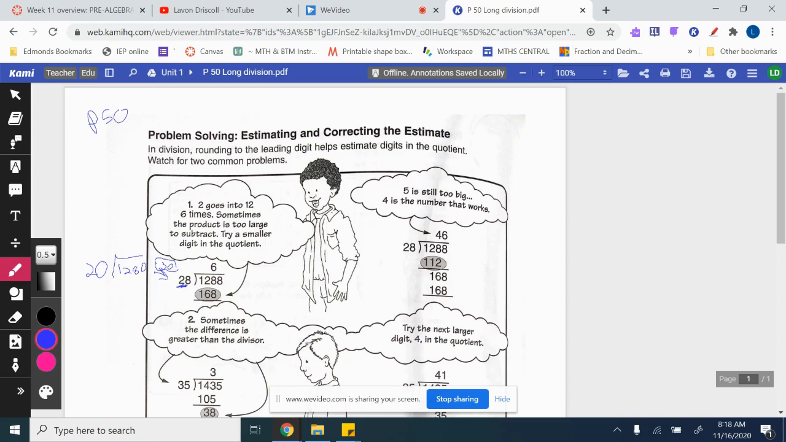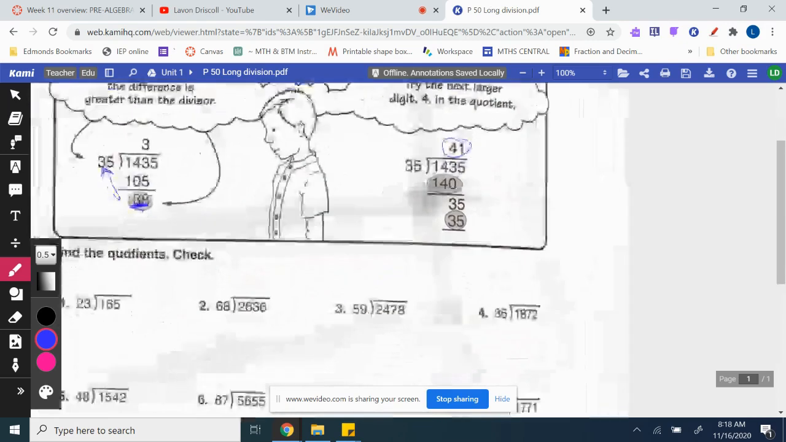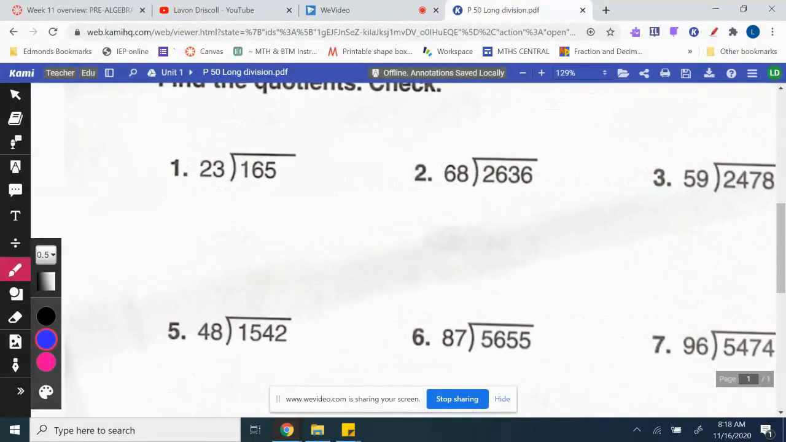So if I think 30, it's going to change how I use the numbers. They will tell you that sometimes you're going to be above and sometimes you're going to be below. Like in this problem, their answer was more than that, so they had to go down one. And that's okay. And then sometimes your remainder is going to be bigger than this number, so you have to go up. So let's try a couple of these together.